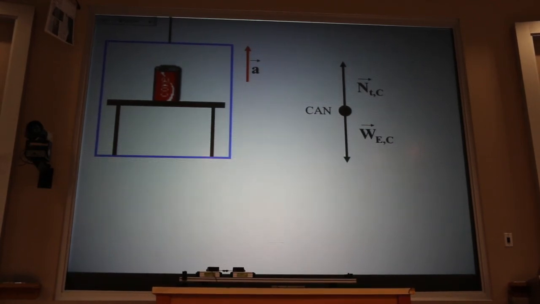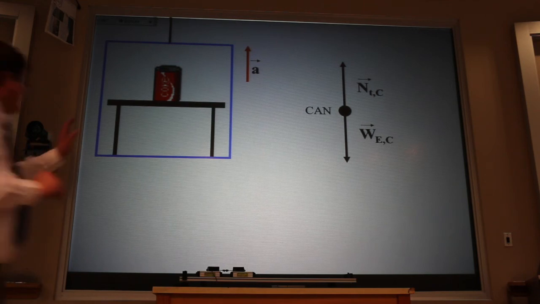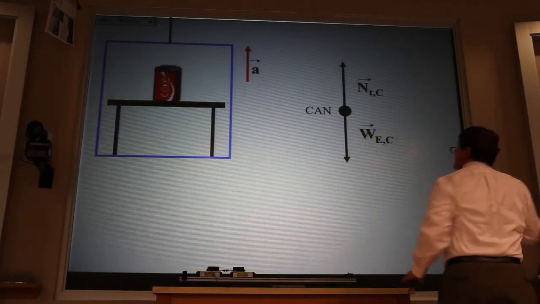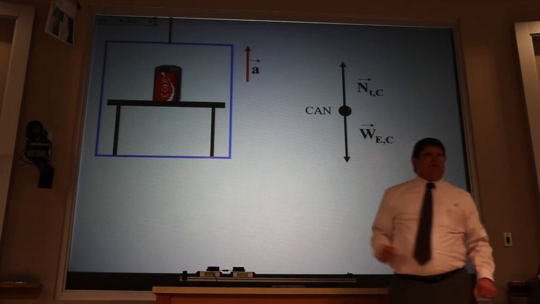Do we know? If it's going up, what is it doing? Speeding up. If it's going down, what is it doing? Slowing down. And both of those feel exactly the same. If you don't have windows in your elevator and you don't have any glowing buttons, you don't know which one you're doing. Okay? Now, this diagram has to scream that acceleration.